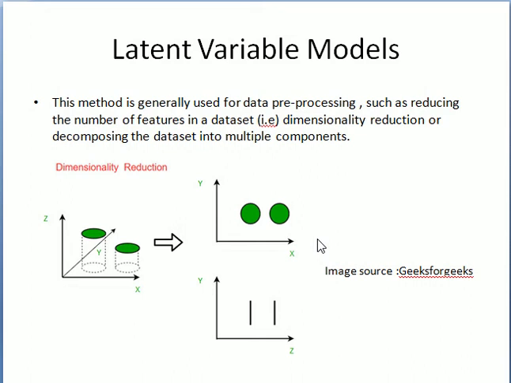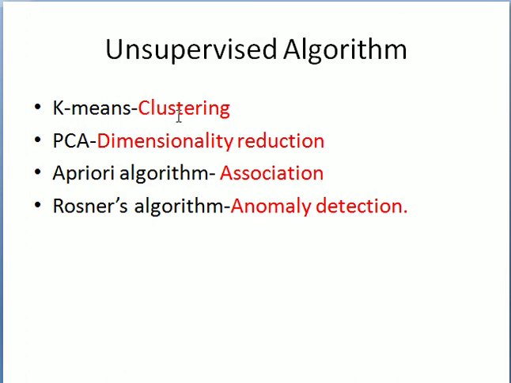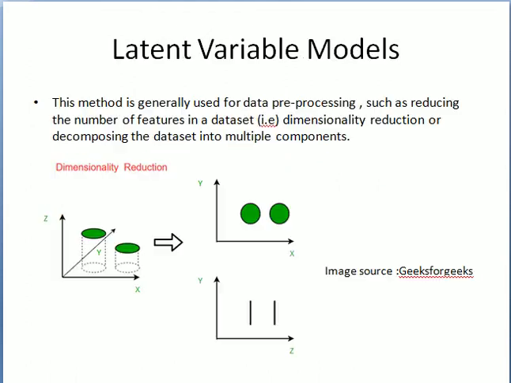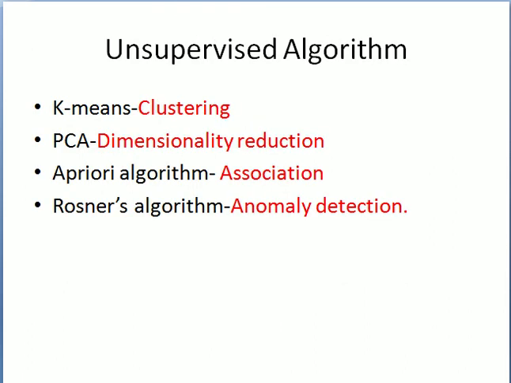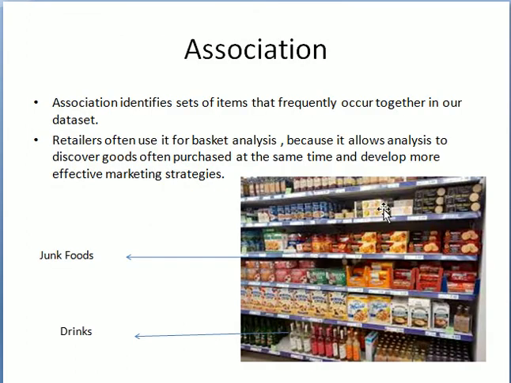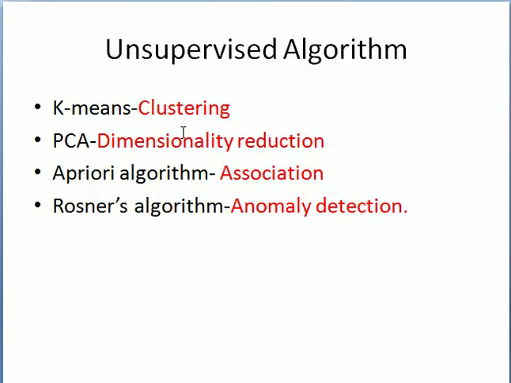Let us see some algorithms. For clustering, K-means clustering is often used. Principal component analysis, that is PCA, is a dimensionality reduction technique, so for latent variable models the algorithm used is PCA. For association, such as arranging things in a supermarket, the Apriori algorithm can be used. And for anomaly detection there is Twitter's algorithm, which is mainly used to detect anomalies in time series.